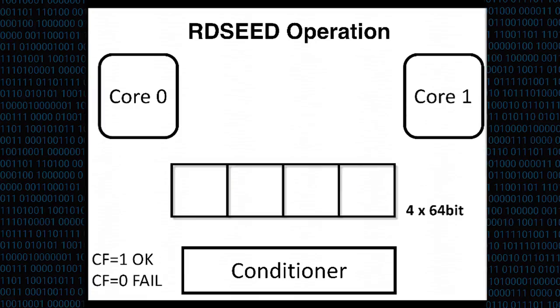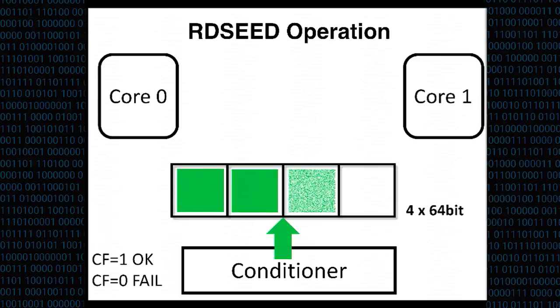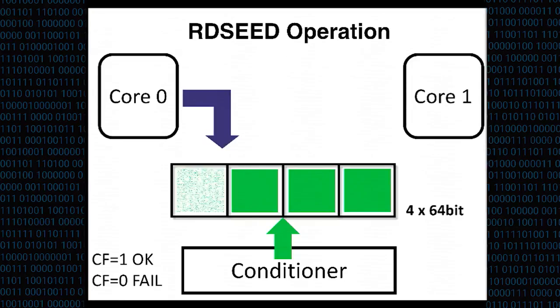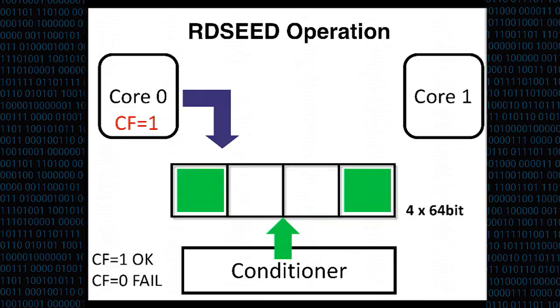So let's say the conditioner unit fills it with four 64-bit chunks. It takes time, but eventually it's done. Now core zero performs a request, gets the first one, CF is one, so that's a legitimate request that got satisfied. It goes to the next one, CF is one. Next one again, CF is one. In the meantime, it takes a while for the conditioner to refill this, so that one gets regenerated. Now it goes here, gets a one. Goes here, gets a one. And then the next one is going to be zero because this unit is empty now; the conditioner is still working, and the generation of those bits from the entropy sources hasn't finished yet.